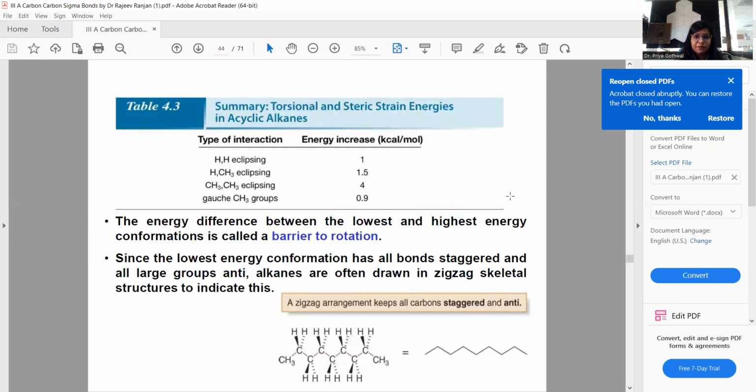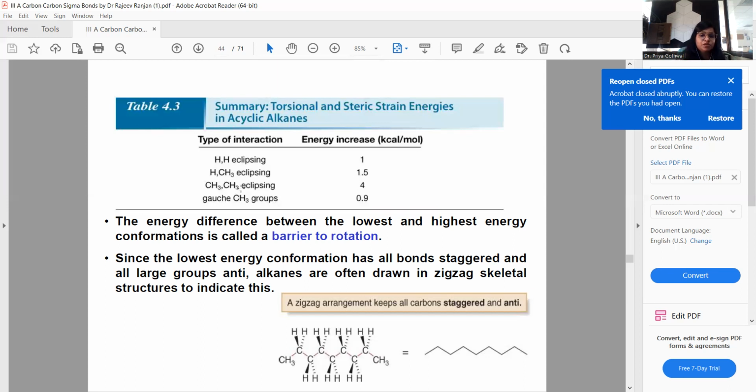In this table, we summarize the torsional and steric strain energies in acyclic alkanes like ethane, propane, butane, hexane, etc. Here is the type of interaction and the energy increase in kilocalories per mole. H-H eclipsing is 1 kilocalorie per mole. For H and CH3 eclipsing, it is 1.5 kilocalories per mole. CH3-CH3 eclipsing is 4 kilocalories per mole, and for Gauche CH3 groups, 0.9 kilocalories per mole occurs. So we can say that methyl eclipsing has the higher energy.